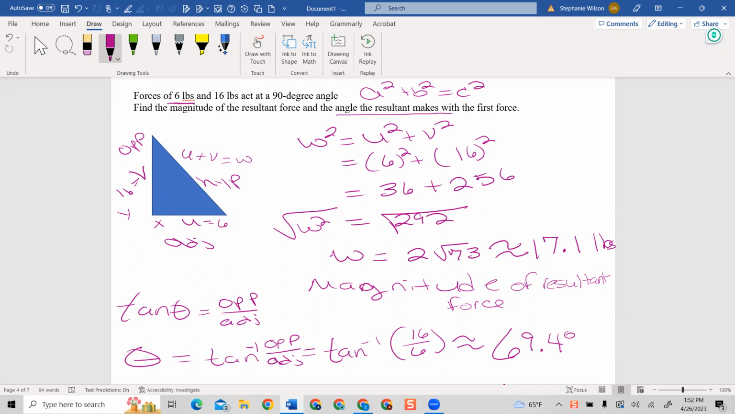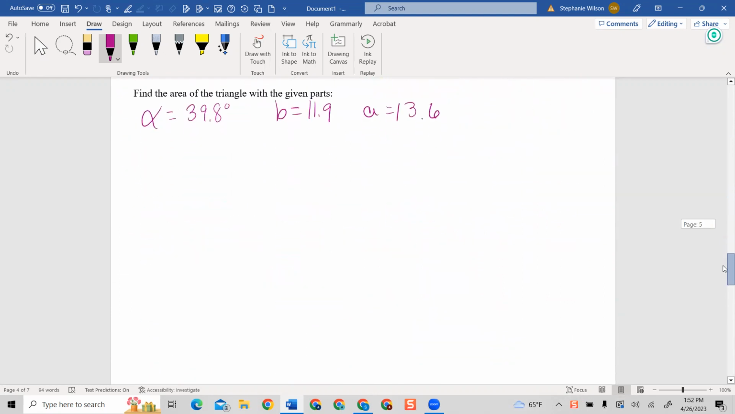Okay. Let's solve for the next one. It says find the area of the triangle with the given parts. Okay, so we are given one angle and two sides. So let's use the sine law.